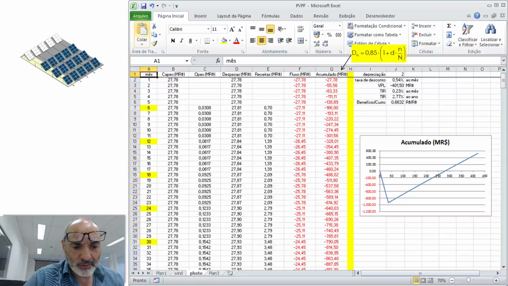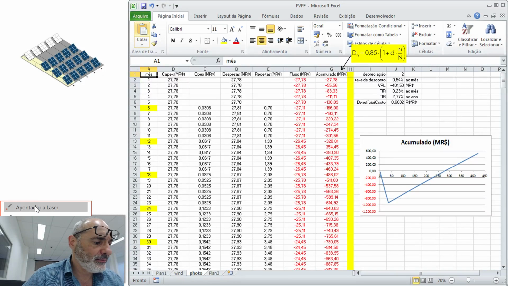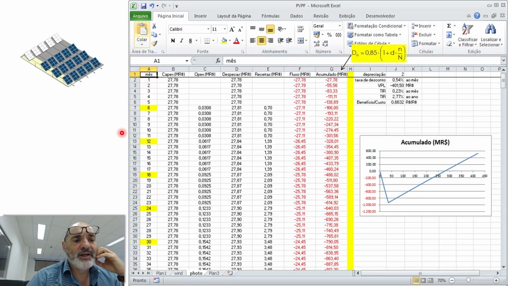What I want you to do with this example, so let me spend 5 minutes to explain something here. I want you to download this spreadsheet. I'm going to find it and publish the link on our Facebook page. And I want you to look at the formulas that were implemented here, and also try to change these numbers. For instance, you change the depreciation rate here. You can increase, decrease. Also, you change the discount rate.